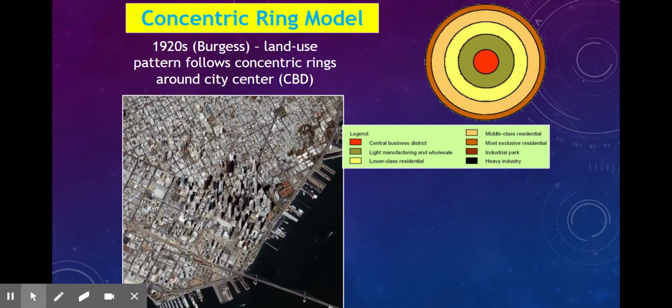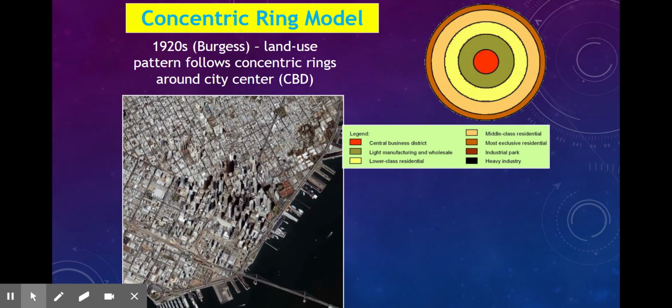But we're going to start back in the 1920s. This is called the concentric zone model, or the concentric ring model, or sometimes the Burgess model. We like to have different things to refer to the same thing in this class, but I call it the concentric zone model, mainly because it uses concentric zones, concentric rings. So thinking about cities in the US in the 1920s, we have a model that pretty heavily follows the bid rent model, right? You have the central business district right in the center of the bullseye, and around it you have a ring of light manufacturing and wholesale.